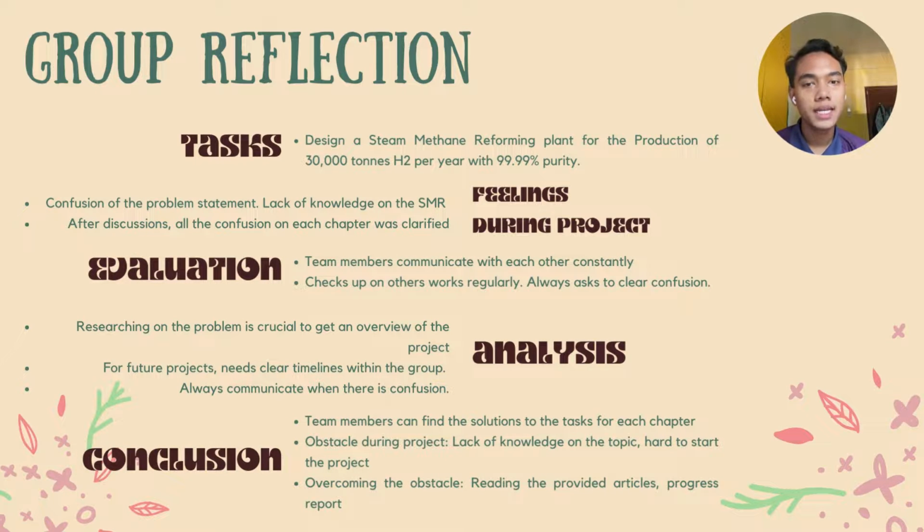Now for the group reflection. First of all, we needed to design a steam methane reforming plant for the production of 30,000 tons of H2 per year with 99.99% purity. During the project, we felt confused by the problem statement and lacked knowledge of the SMR plant. After a few discussions, everything in each chapter was clarified. As an evaluation, the team members communicated with each other constantly on the project, and we also checked up on others' work regularly and always asked to clear confusion.